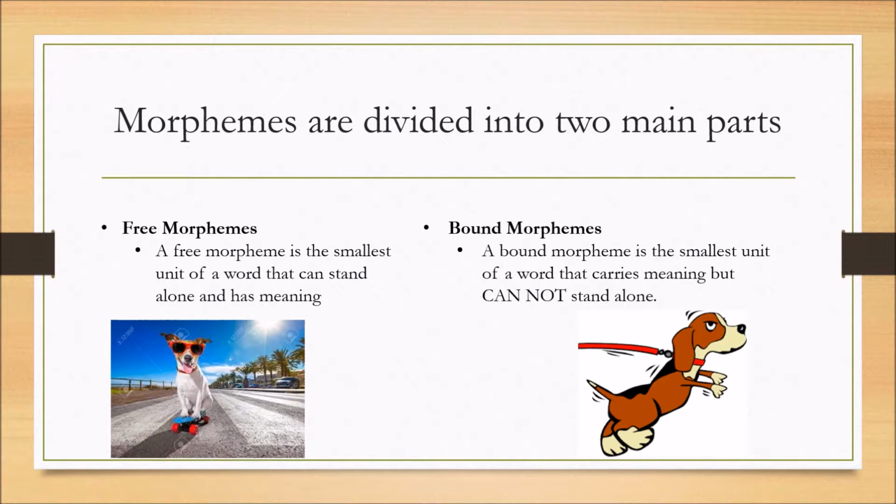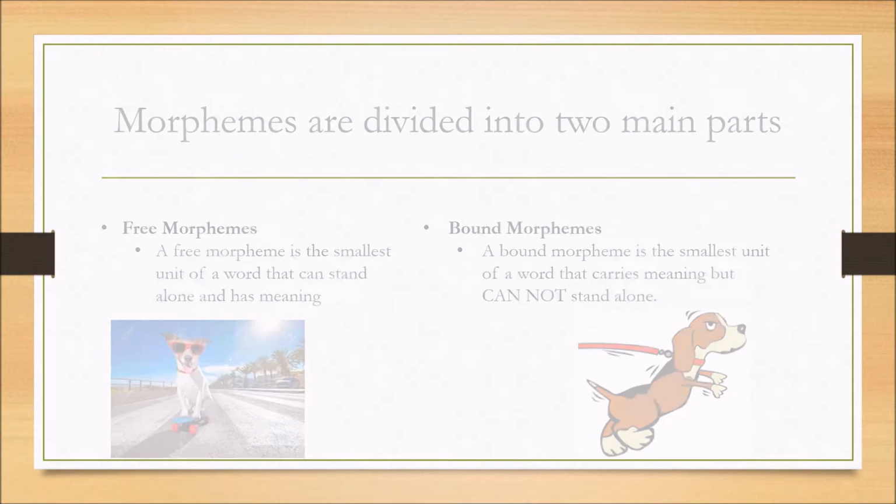Morphemes are divided into two main parts, free morphemes and bound morphemes. A free morpheme is the smallest unit of a word that can stand alone but has meaning. A bound morpheme is the smallest unit of a word that carries meaning but cannot stand alone. That's why there's a picture of a dog with a leash on it. A bound morpheme has to be connected to a free morpheme.